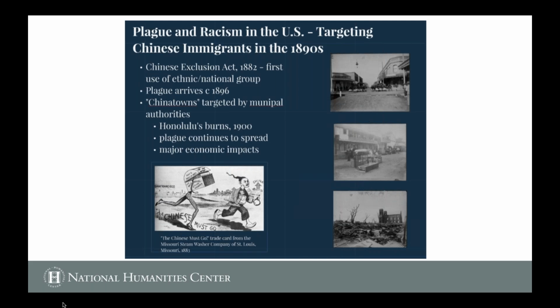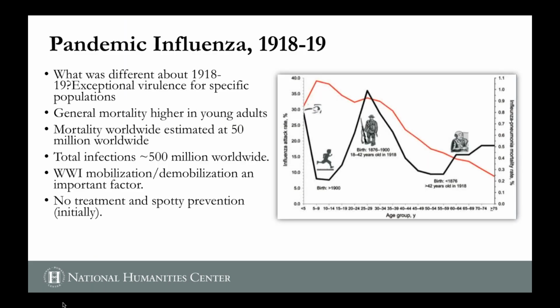The Chinese Exclusion Act is a federal law that was the first use of an ethnic or national group as a defining group in an immigration law. It was a direct response to concerns about American labor and immigrant labor, but it was kicked up to a fever pitch with the third pandemic of plague in the 1890s.